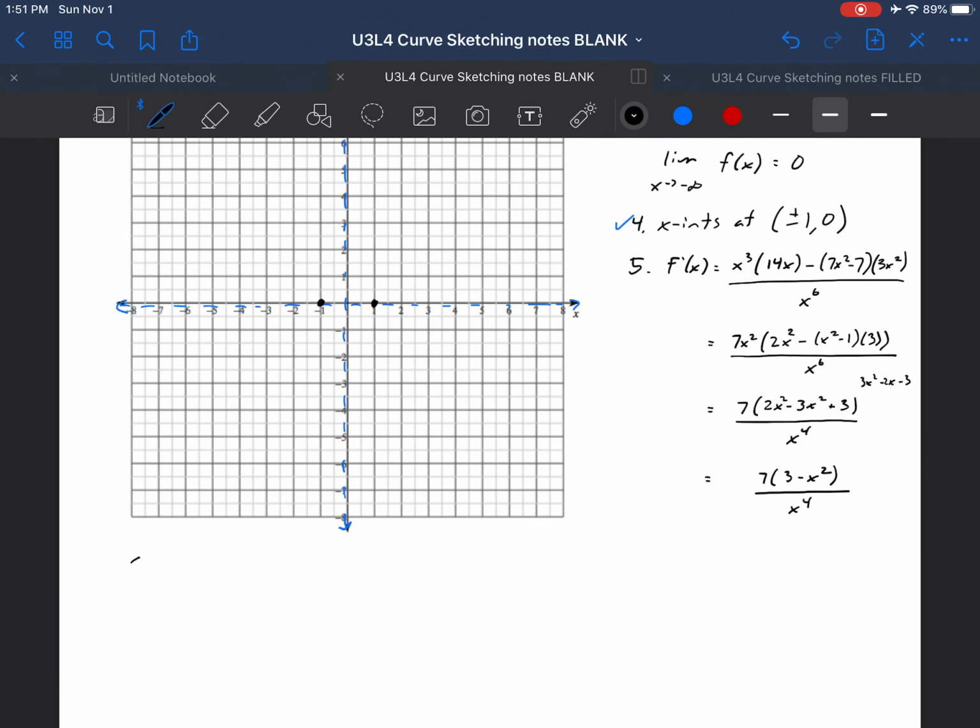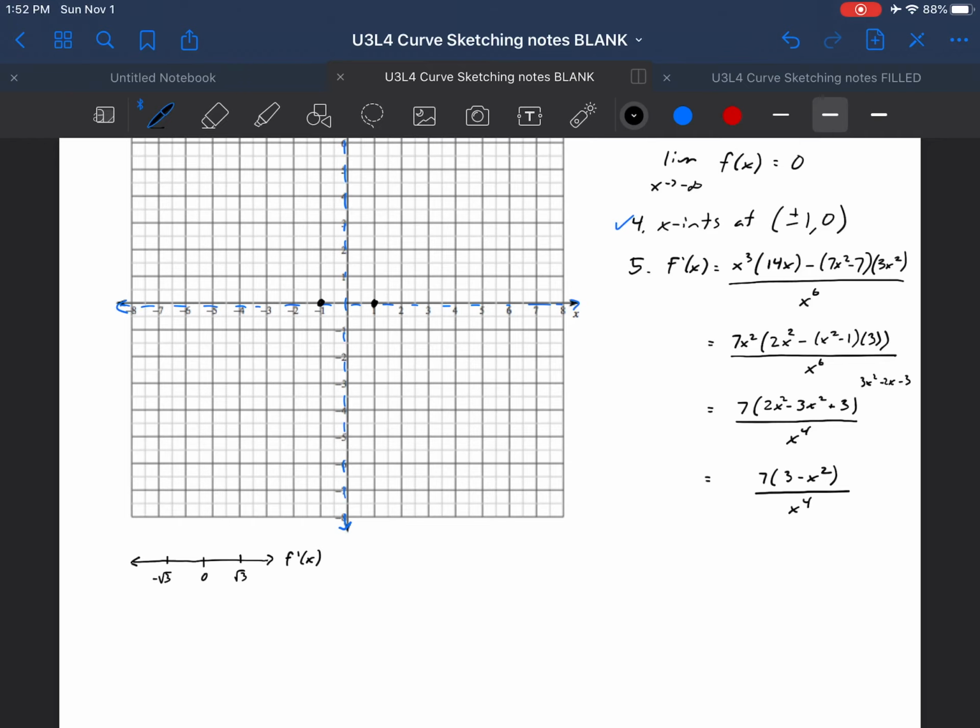So f prime of x, and we've got 0 to worry about because number one, it's a vertical asymptote, and it's also something that creates a critical value in the first derivative, and then we also have plus or minus root 3. Okay, so I'm going to make 3 tick marks here, and then we can just go with checking numbers.